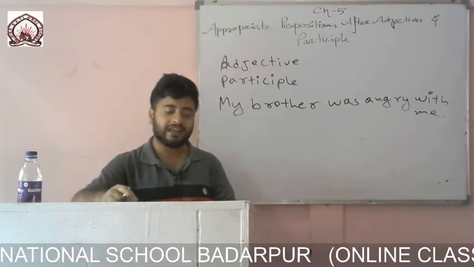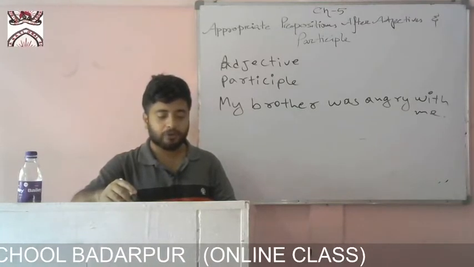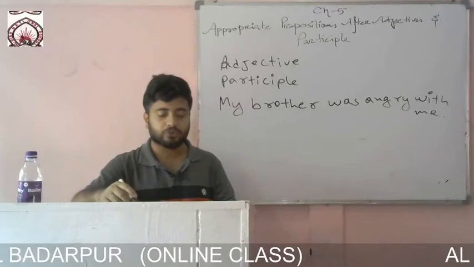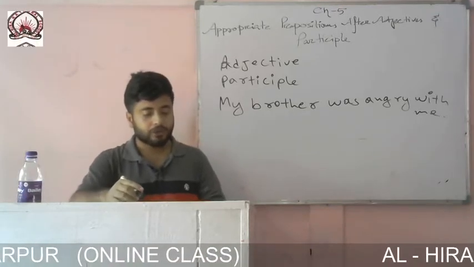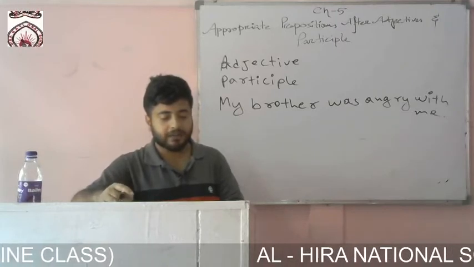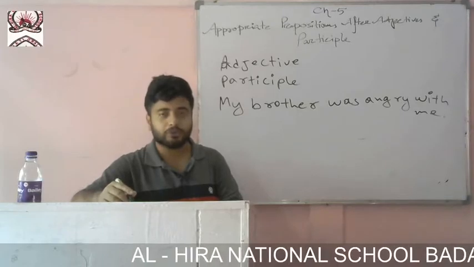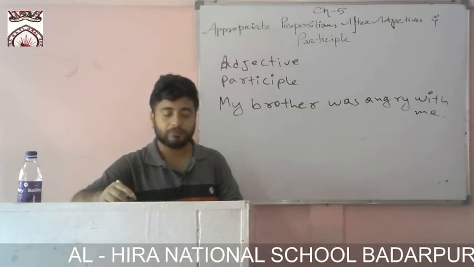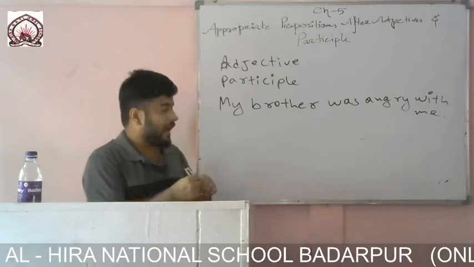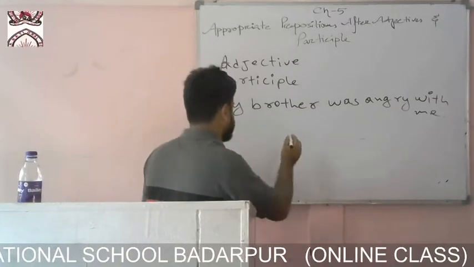Then we have to use what? At. Angry at. Anxious about for somebody or something. Anxious to do something. So about we have to use for somebody or something. Anxious about. For example, I am anxious about your health. I am anxious about your condition.